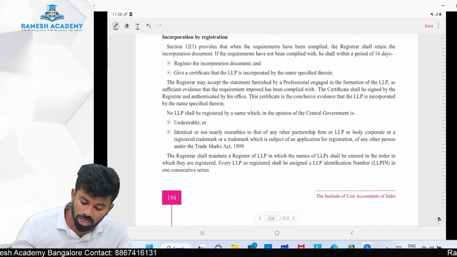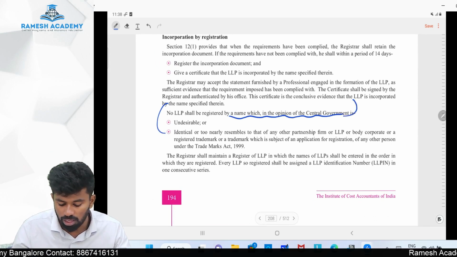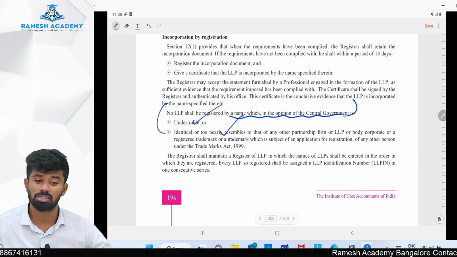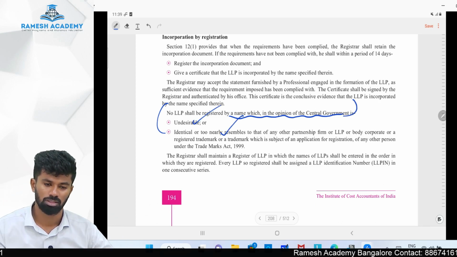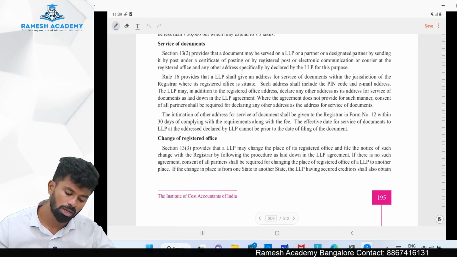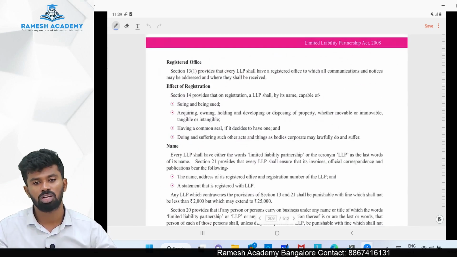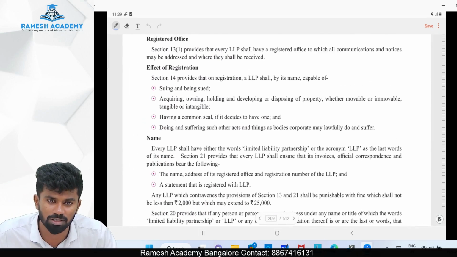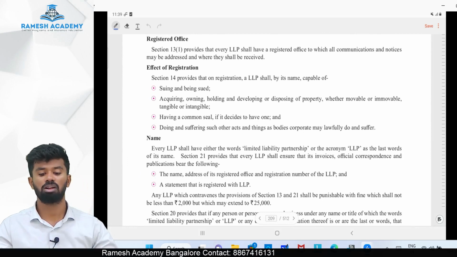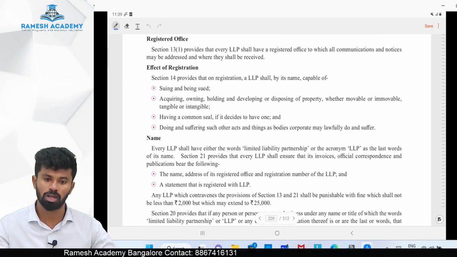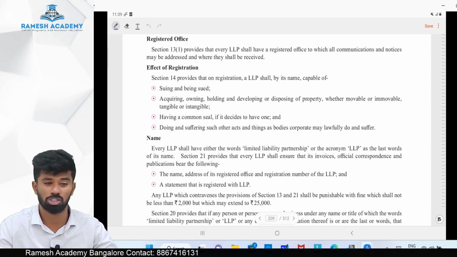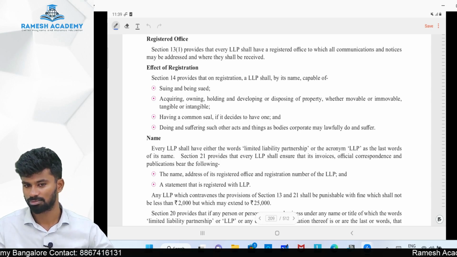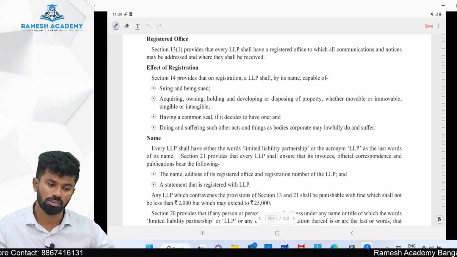The name shall not be allowed by the registrar if the name is undesirable or if it is identical or too nearly resembles the name of an existing company, same like companies. The name proposed by the LLP shall not be identical to or resemble the name of what? Existing LLP. Next, is a company required to have a registered office? Yes. Is an LLP required to have a registered office? Yes, it shall have a registered office. That is why when we file the application form for incorporation of an LLP, we do specify what? The place of registered office of the LLP.